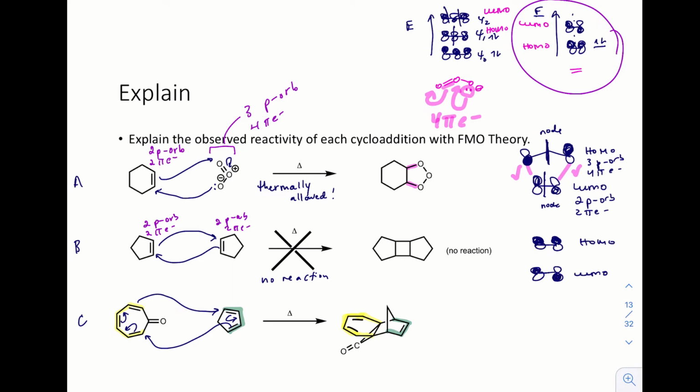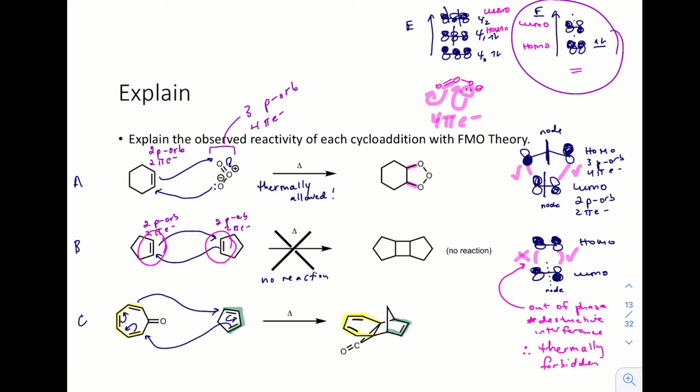Where you draw the shading, of course, is arbitrary. What is not arbitrary is that shading changes across the node. That is what the node means, right? Here's a node. It goes from positive to negative, so the shading needs to change. And what we see is that on one side, there's overlap, but on the other side, there is not overlap. You have unshaded with shaded. They would destructively interfere. They're interacting out of phase. So this reaction, 2 pi electrons plus 2 pi electrons, is thermally forbidden.